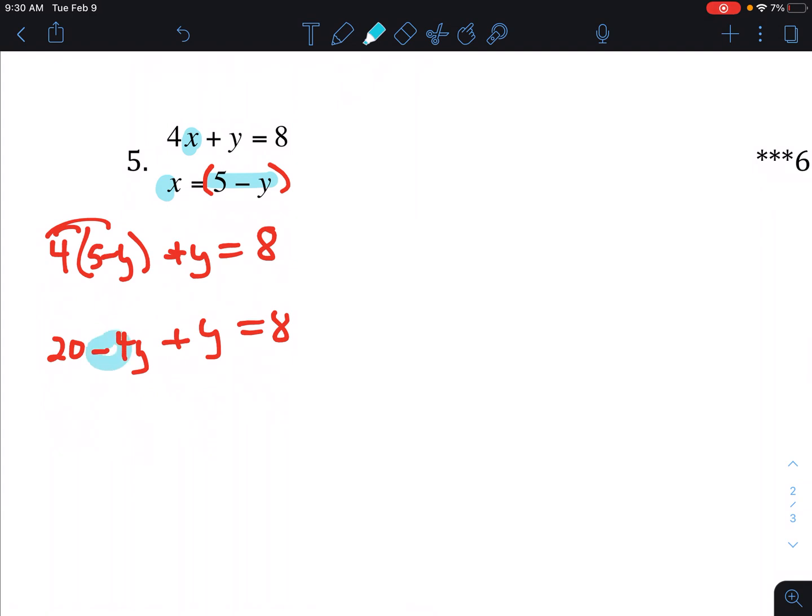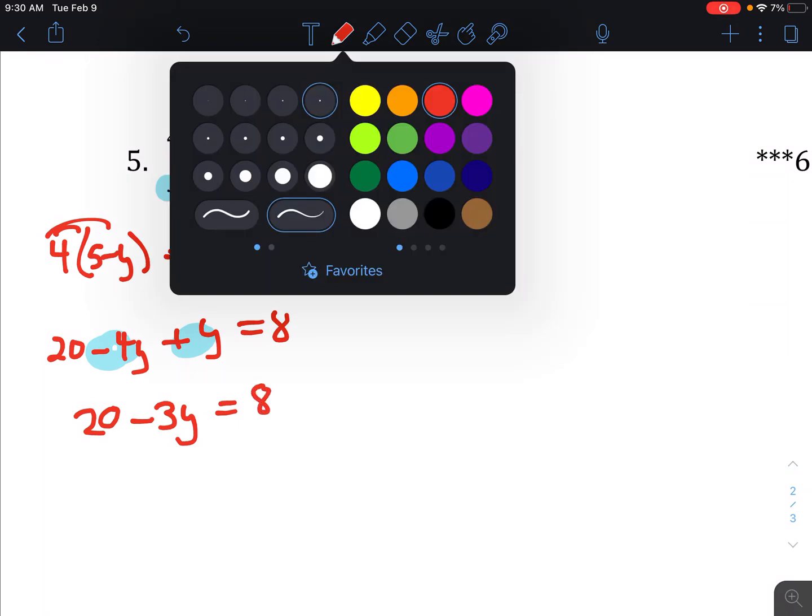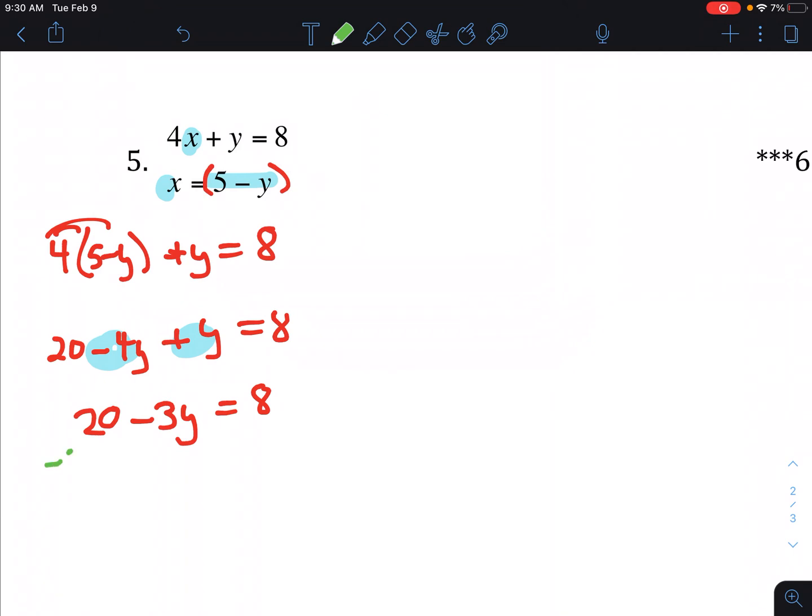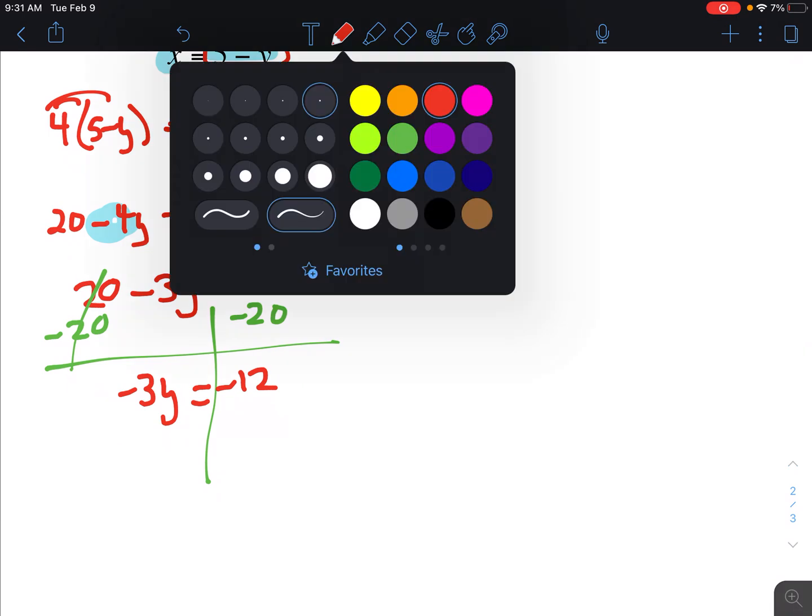These guys are like terms. Remember, it's a negative 4y. So if you got this one wrong, that is most likely the reason. So now I've got 20 minus 3y equals 8. And so the variable term and the constant term are in different spots this time. And so it's the 20 that I need to subtract from both sides. It's a positive 20, so I'm subtracting 20 from both sides. That leaves me with negative 3y equals negative 12, dividing both sides by negative 3.